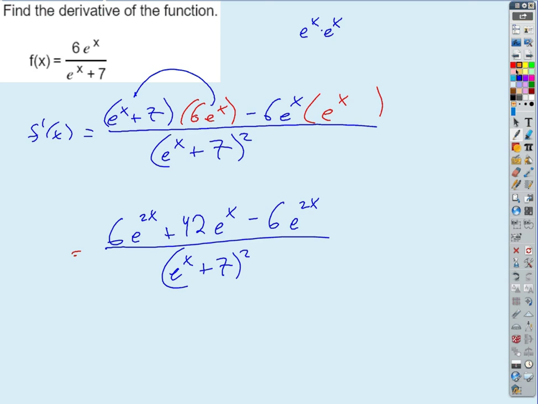And so look what happens then. 6e to the 2x minus 6e to the 2x cancels, and I just end up with 42e to the x divided by e to the x plus 7 squared. That's it. Okay?